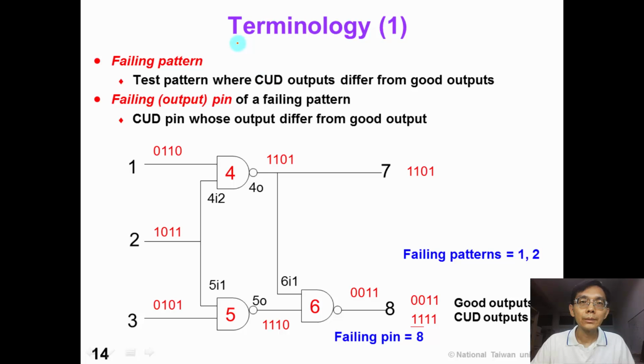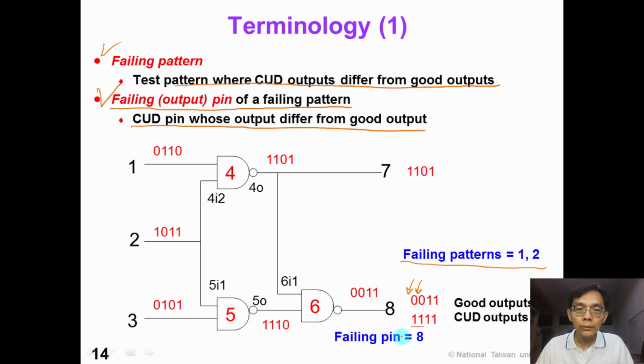This slide shows basic terminology that we will use in this chapter. A failing pattern is a test pattern where the CUD output differs from the good output. For example, suppose that we apply 4 patterns to this particular circuit. We have observed 2 failing patterns where the faulty output and the good output are not the same. So the failing patterns are number 1 and number 2. A failing output of a failing pattern is a pin whose output differs from the good output. For example, in this particular case, the failing output pin is output number 8.